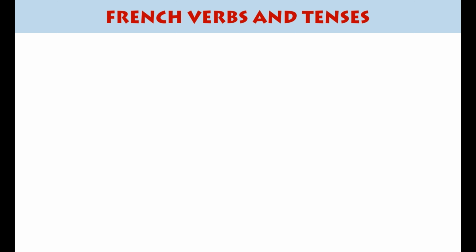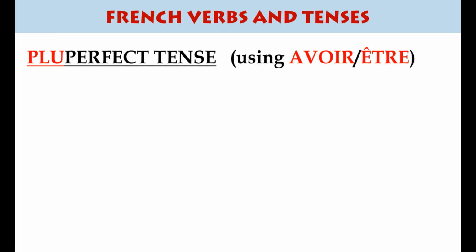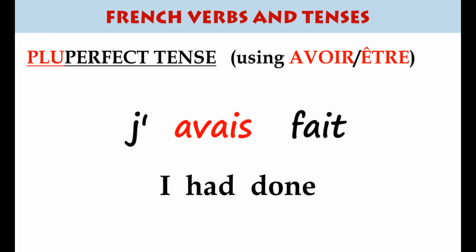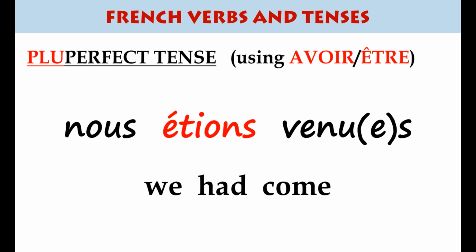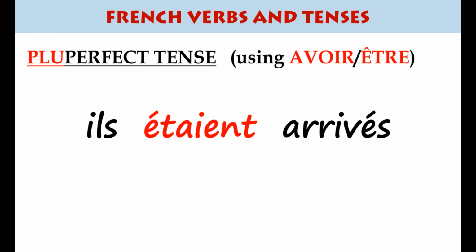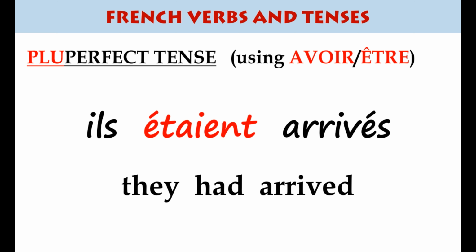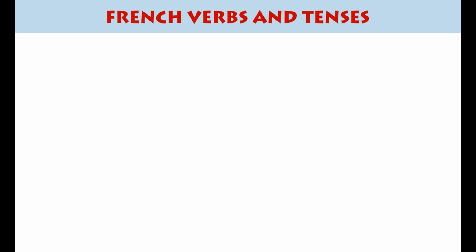If you can use the perfect tense, you can make the pluperfect tense. It's using the same verbs in the middle, but in their imperfect tenses. So here's some examples. J'avais fait, I had done. Nous étions venus, we had come. Ils étaient arrivés, they had already arrived. So that's the pluperfect, that's further back in time.